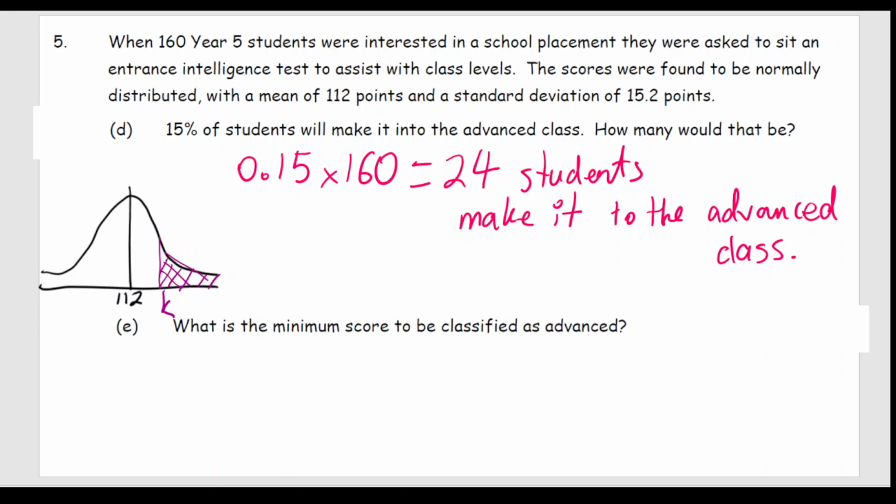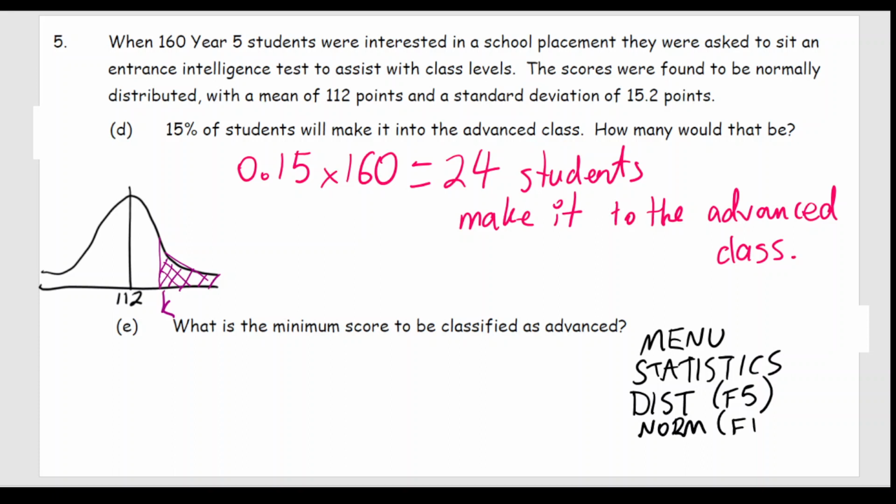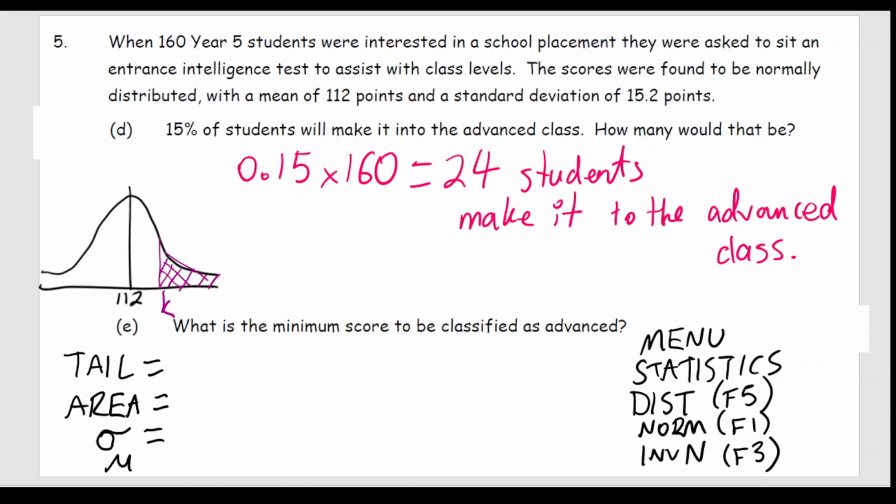Now, if we look at our diagram, there are 4 things that we need to use the function that we're going to be using. First of all, let's navigate to that. So we've got menu, statistics, we've got dist again, which is F5. We're going to go norm, because it's a normal distribution, which is F1, and then we are going to select InvN, which is F3, and that gives us the inverse normal function. So the bits of information we need are the tail, the area, the standard deviation again, and the mean again.